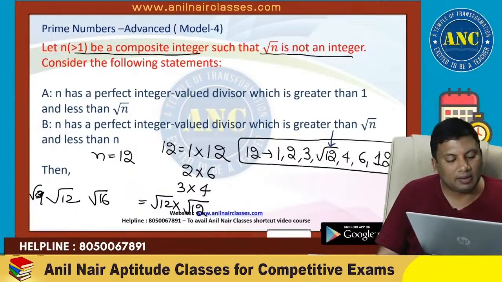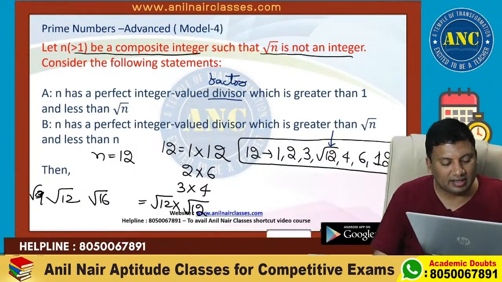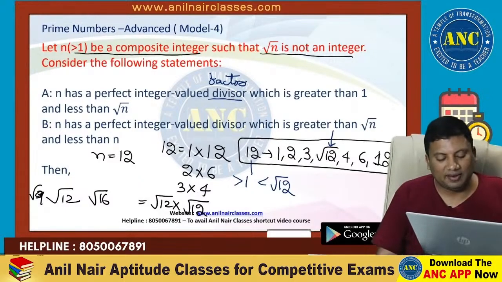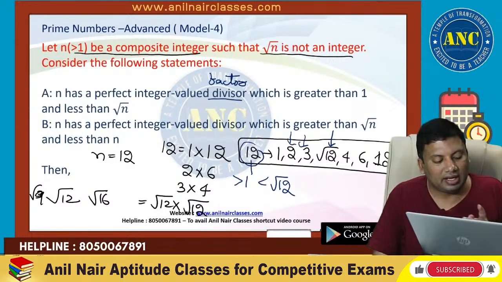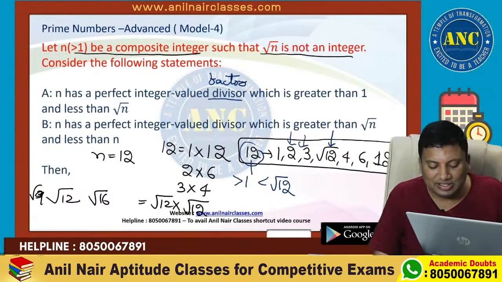N has a perfect integer-valued divisor which is greater than 1 and less than root n. Are there any factors of the number greater than 1 and less than root 12 for 12? Yes, 2 is a factor of 12, 3 is a factor of 12. N has a perfect integer-valued factor which is greater than 1.